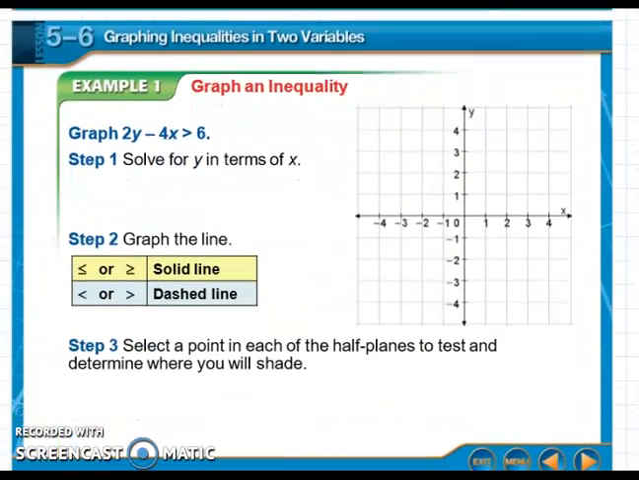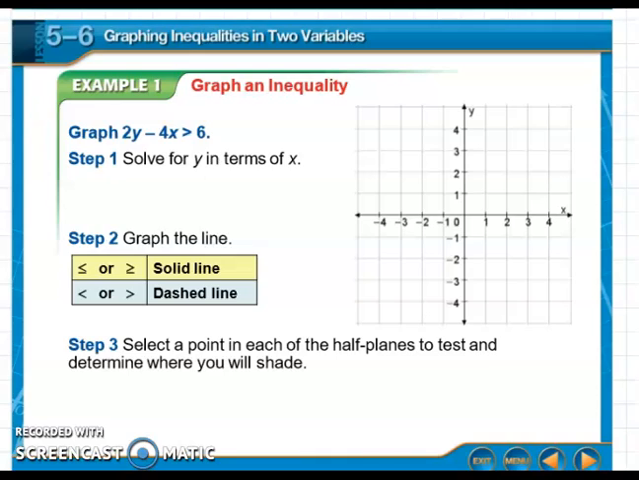Okay, so here's an example. We're going to graph 2y minus 4x is greater than 6. First, we'll solve for y in terms of x. So we're going to add 4x to both sides. You get 2y is greater than 4x plus 6. Then you divide by 2. So y is greater than 2x plus 3.